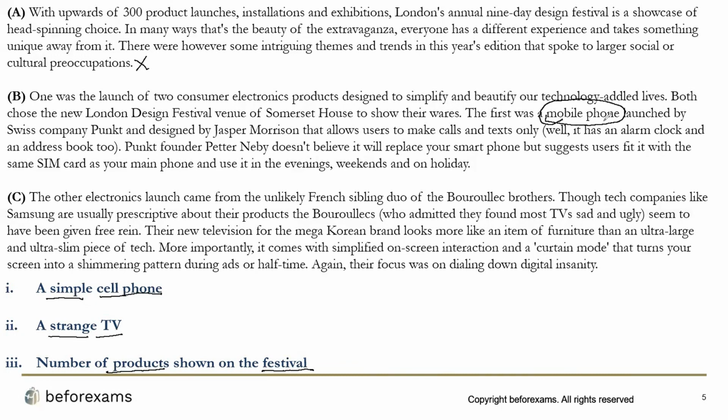The first was a mobile phone launched by Swiss company Punk and designed by Jasper Morrison that allows users to make calls and texts only. So it is saying that it allows users to only make calls and text. That means it is talking about its simplicity, right? And if it is talking about its simplicity, that means it is talking about the mobile phone. So this could be the answer for it. But we'll not say that this is the answer yet. We'll look at the other passage too.